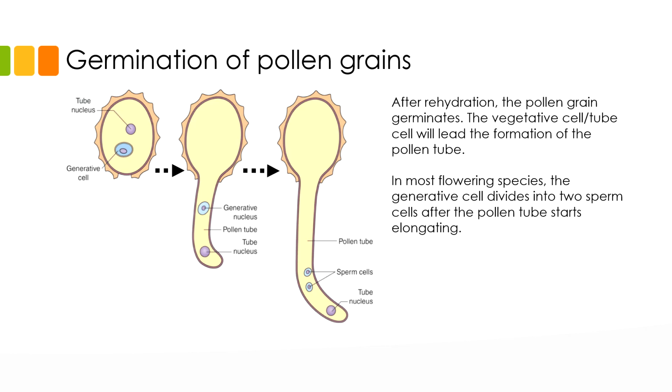After rehydration, the pollen grain germinates. The vegetative cell, or the tube cell, leads the formation of the pollen tube. This structure that you see here is the pollen tube. In most flowering species, the generative cell divides into two sperm cells after the pollen tube starts elongating.